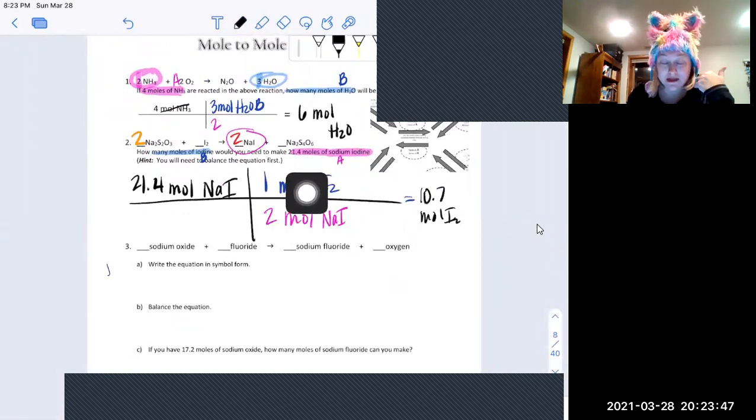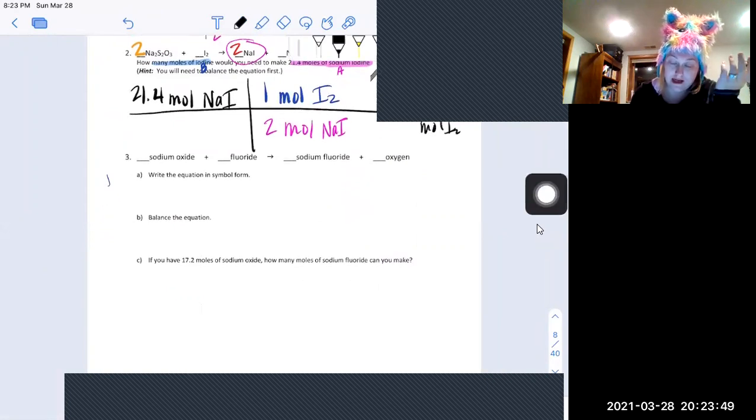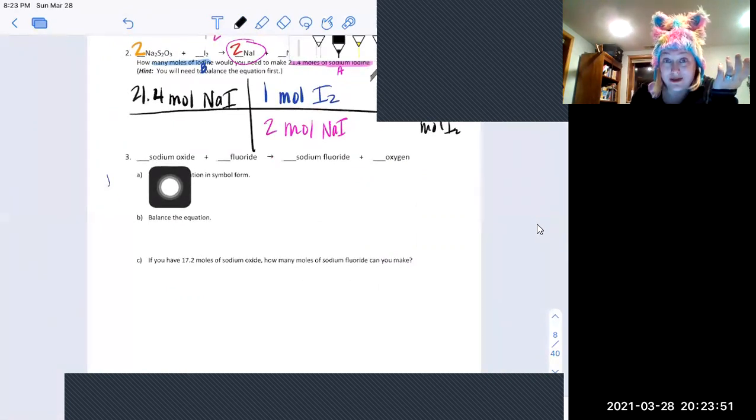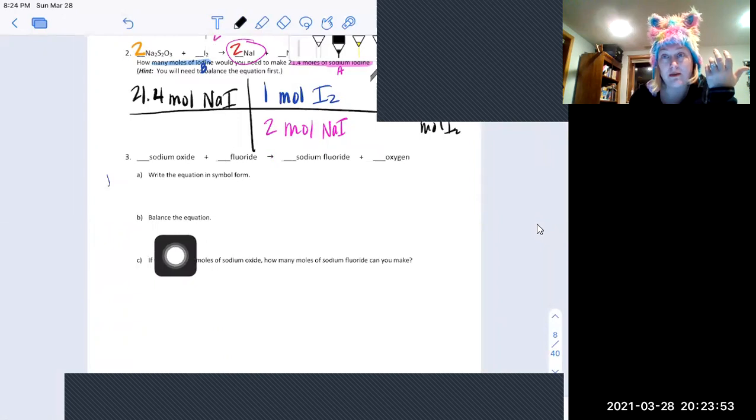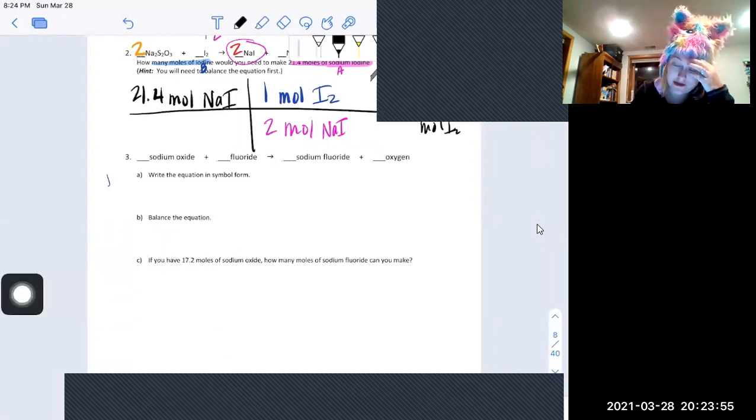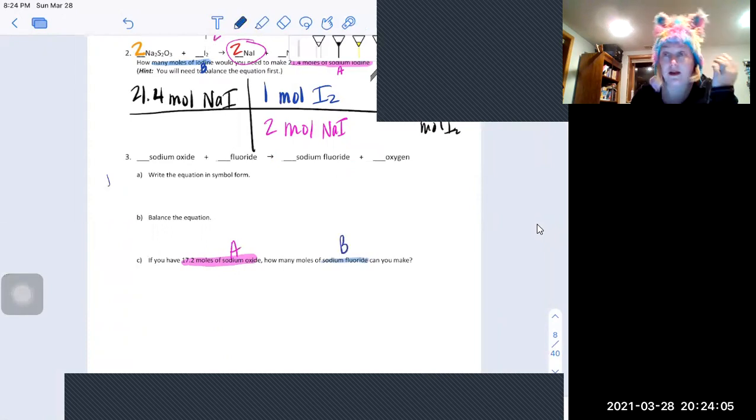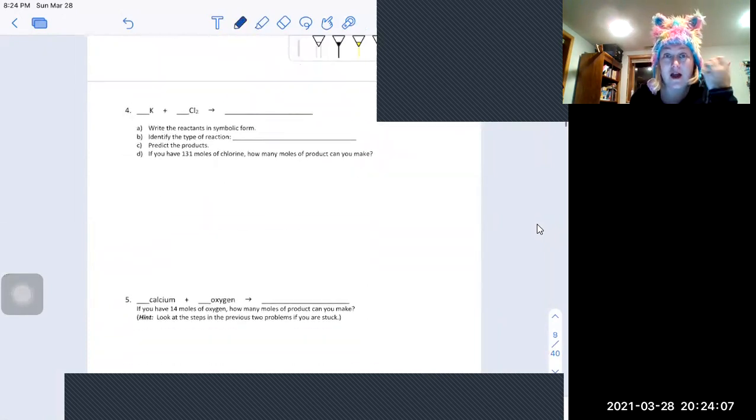And as these problems get harder, you're going to see where now, oh my gosh, you need to crisscross charges. And then, oh my gosh, you need to balance. And then you're going to start with moles of sodium oxide. That will be your A. And then you have to go to sodium fluoride. That will be your B. Okay, it gets a little harder.